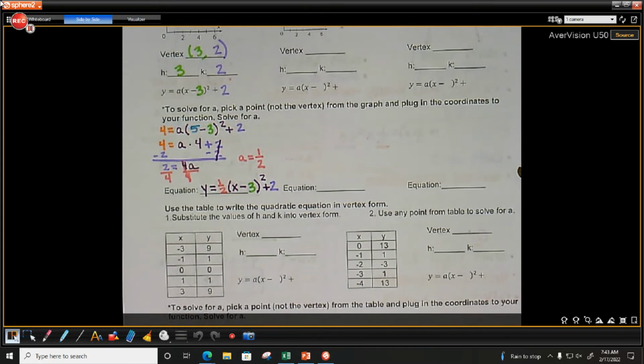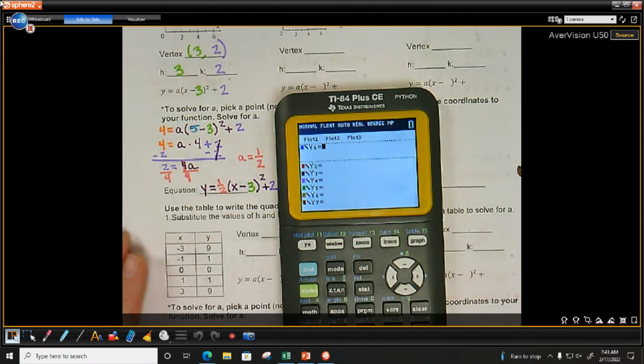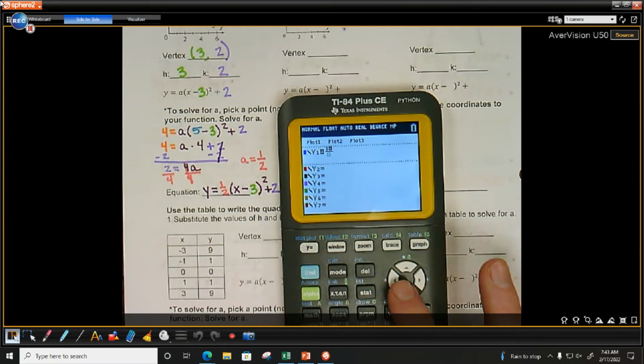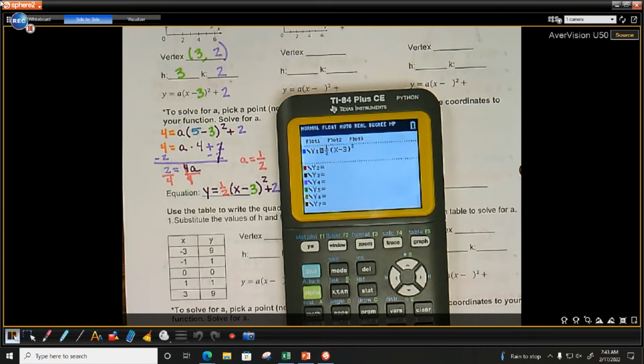Now guys, the first 2 days we have used our calculator, correct? Do you think we can use our calculator here? Yeah, let's graph this and see if it matches the graph that was given to me originally. Okay, so let's all go to Y equals. And I'm going to type in my 1/2 parentheses X minus 3 squared plus 2.